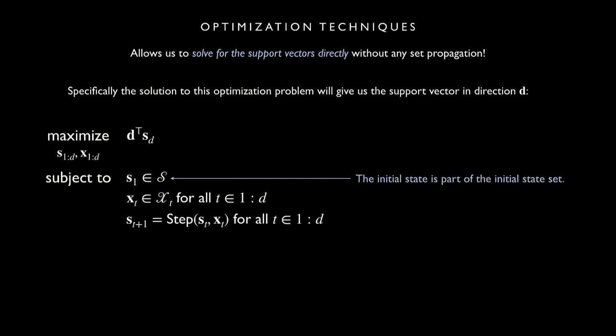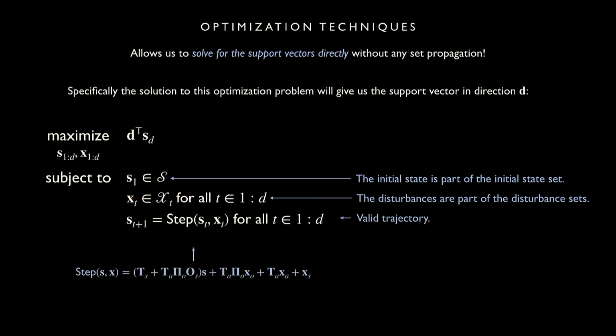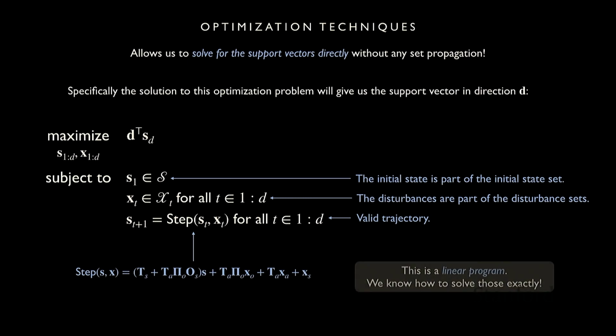So just to summarize, all this is saying is the initial state needs to be part of the initial state set. The disturbances need to be part of their bounded disturbance sets, and then it needs to be a valid trajectory. So this step function here is just that linear step function that we get for the linear systems. And so it turns out this is a linear program. Everything in this is linear, as long as these are polytopes. And so we actually know how to solve these exactly. I'm not going to talk about how to solve them, but if you want to know, maybe take AA228V next quarter. But yeah, so we can actually solve this. Are there any questions on this setup?